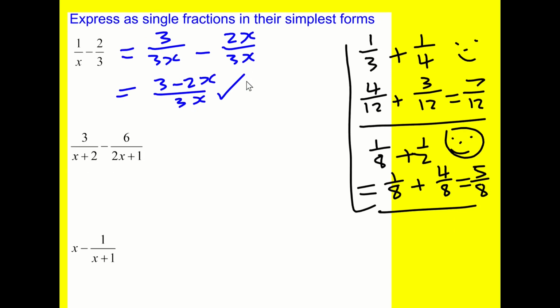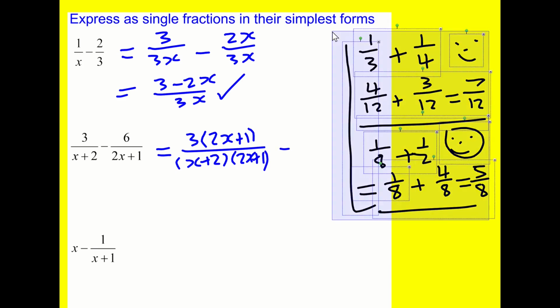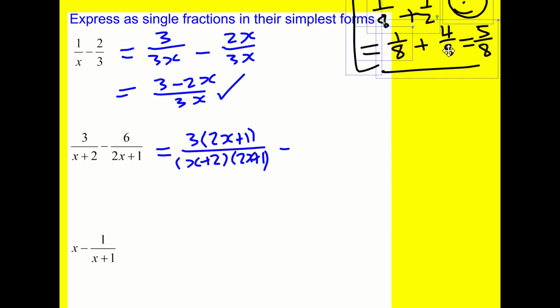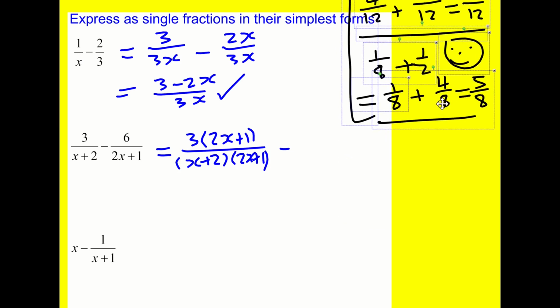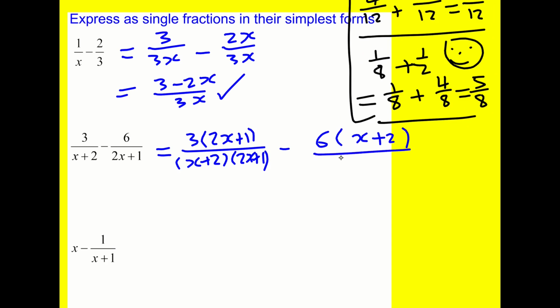Second one. Similar sort of thing. The lowest common multiple is actually going to be these two multiplied together. So it's going to be 3, and then I want to multiply top and bottom by 2x plus 1. Then this is going to become x plus 2, 2x plus 1. And then I'm going to be minusing. Okay, I'm just going to remove this. As important as this is, it's just going to get shifted away slightly up here. And then the second one, I've got 6, and now I'm going to multiply top and bottom by x plus 2. We're just using equivalent fractions.